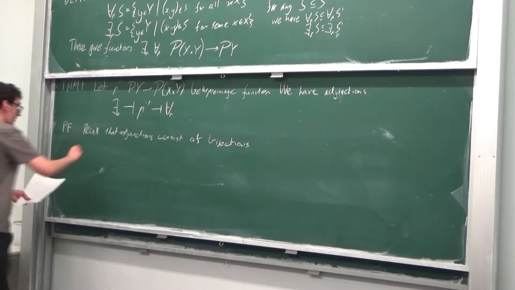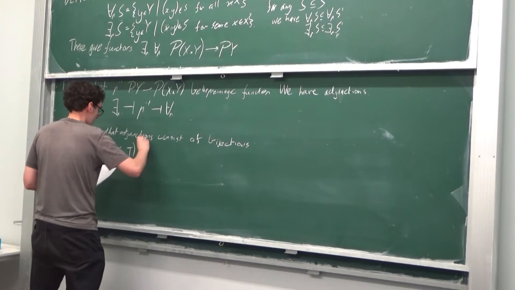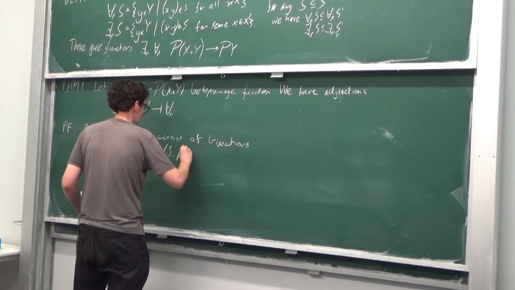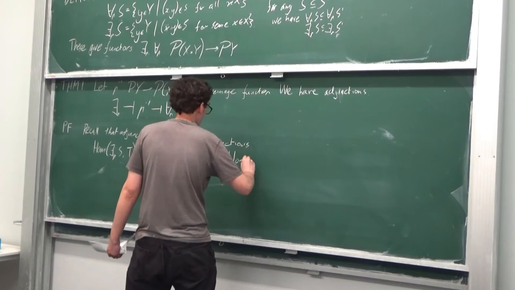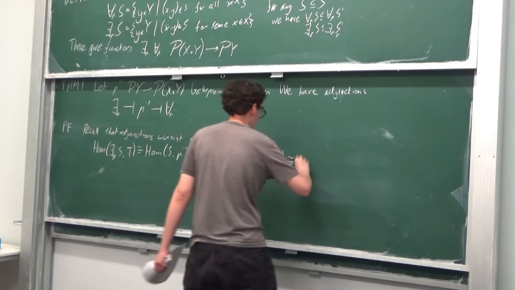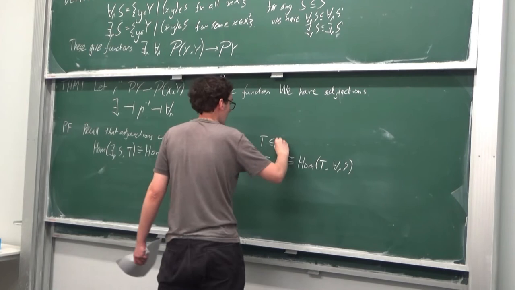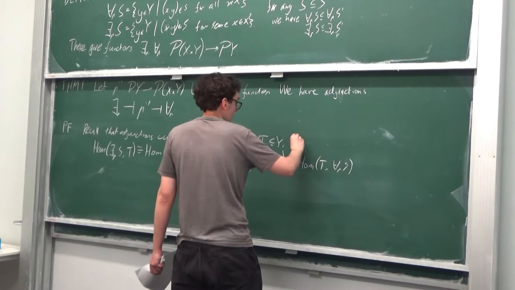Okay. So the bijections are that we need hom of exists P S to T to be in bijection with hom of S to P inverse T. And then likewise, we also need hom of P inverse T to S to be in bijection with hom of T to for all P S. And that is for all T a subset of Y, and S a subset of X cross Y.